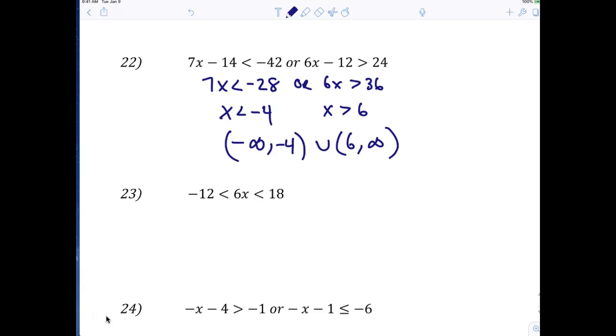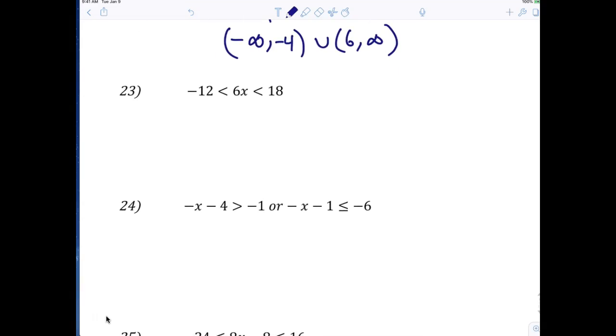Now number 23, all we have to do is what? Divide by 6. So we would say -2 is less than x, which is less than 3. So that means we're everything between what? -2 and 3. Everybody okay with that? All right, here we go.